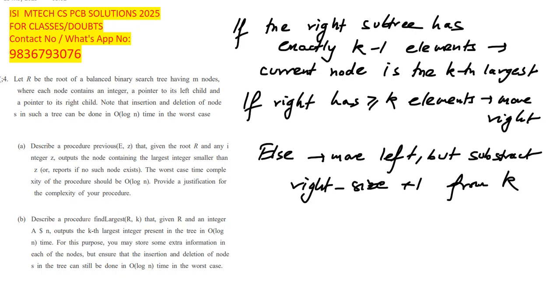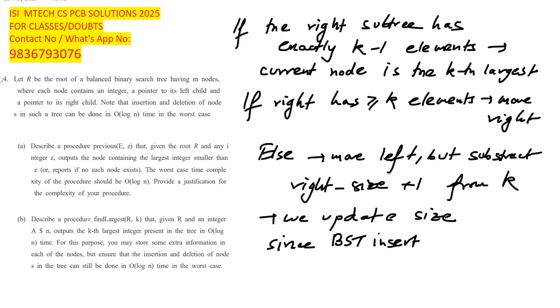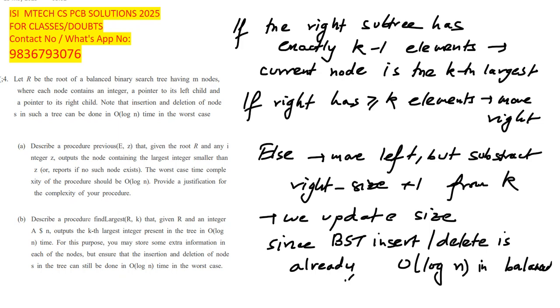So here, maintaining the size during insert or delete: during insert or delete, we update size while returning from recursion. Now since BST insert or delete is already O(log n) in balanced trees, maintaining the size adds only this much.